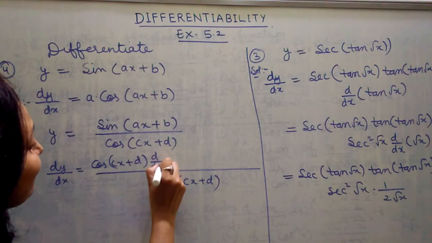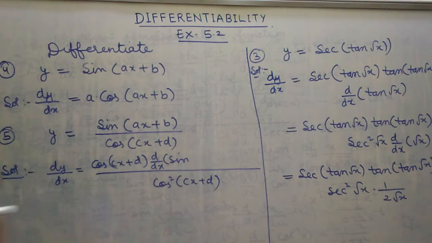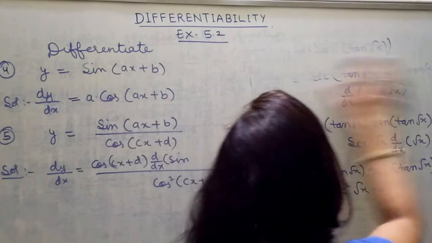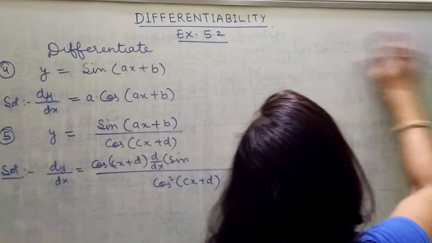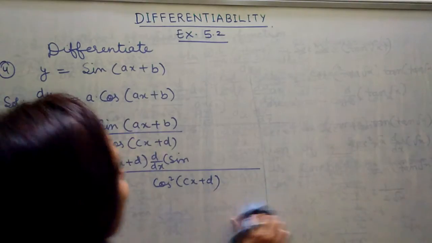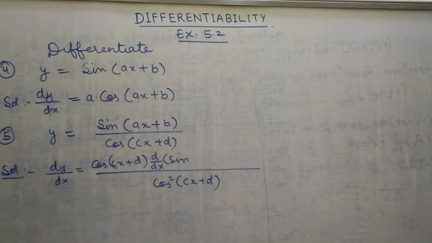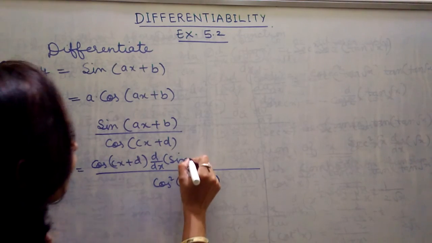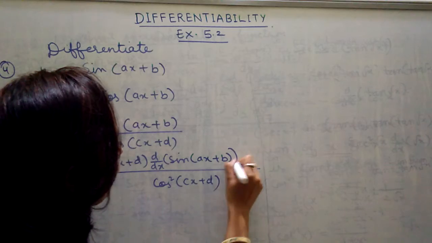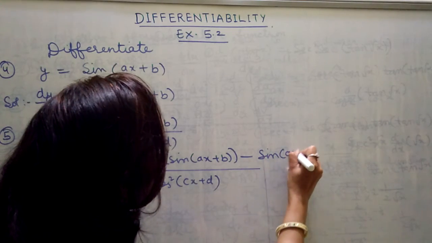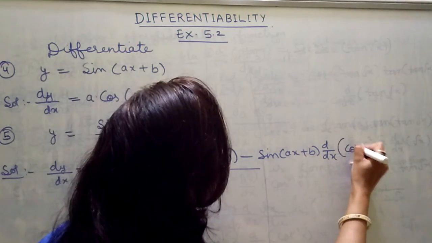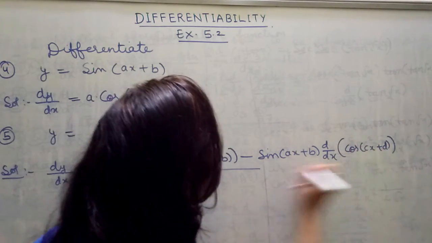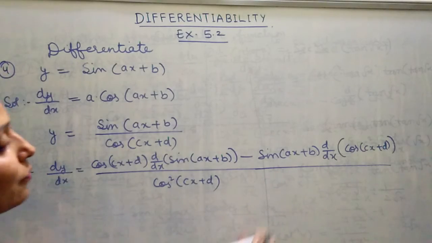Okay, the derivative of sine. I will write from that side so that it becomes easy to understand for all of you. I will write from this side because it is a lengthy line that demands more space. That's why, the derivative of ax plus b minus sine of ax plus b, the derivative of cos of cx plus d. Okay, so this is the way to solve it.